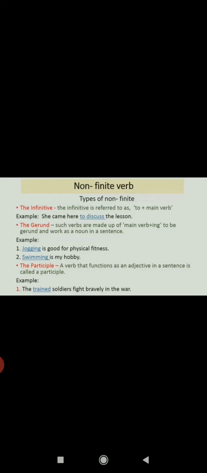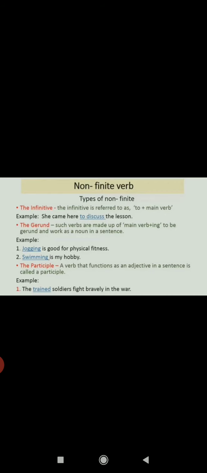Students, there are three types of non-finite verb. First one is the infinitive. The infinitive is referred to as to plus main verb. Example: she came here to discuss the lesson.